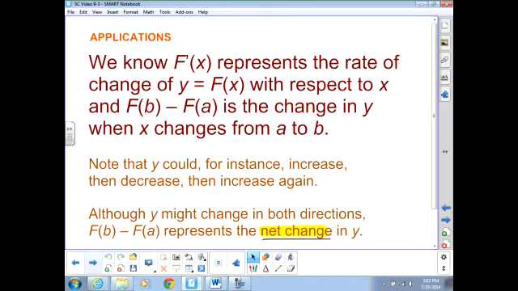Because your original function could increase, then decrease, and then increase again, or think of it as if you're walking, you could walk forward, walk backwards a little bit, and then walk forward some again. Your f of b minus f of a only represents the net change. So for example, if you walk 5 meters to the right and then 4 meters back to the left, your net change would just be 1 meter to the right.